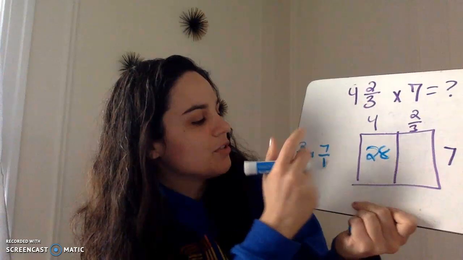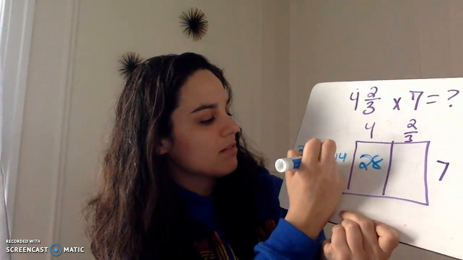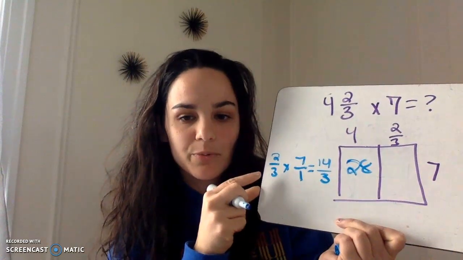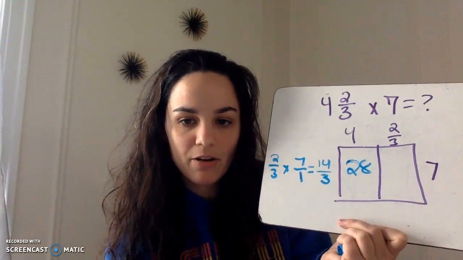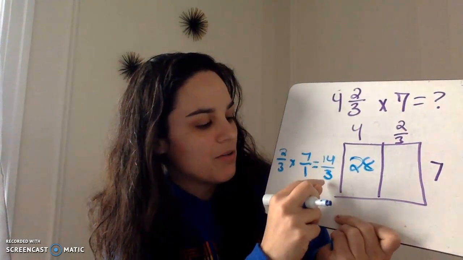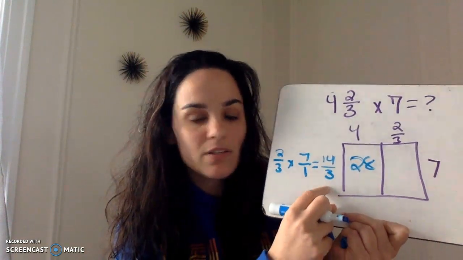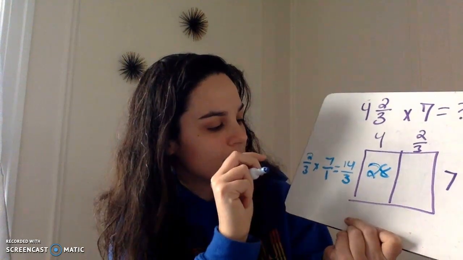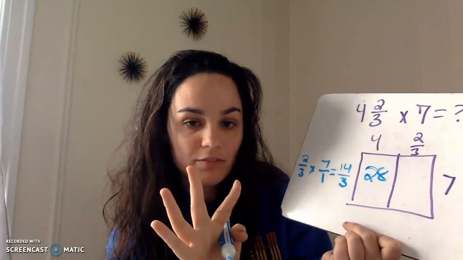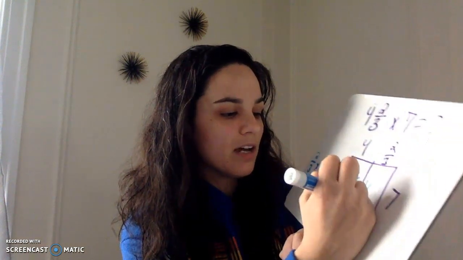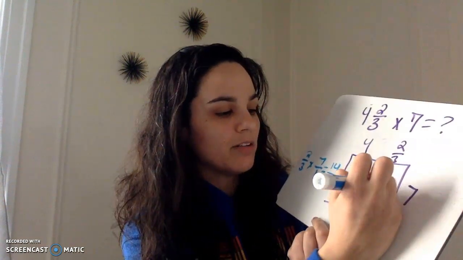So 2 times 7 is 14, and then 3 times 1 is 3, because when we multiply fractions, we can multiply across. I know that this is improper, so I'm going to change it into a mixed number. 3 goes into 14 4 times to make 12, and then there's 2 left over. So it goes in there 4 times, and then the remainder is 2/3.